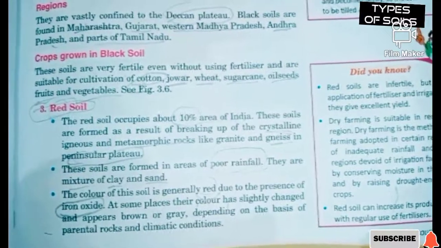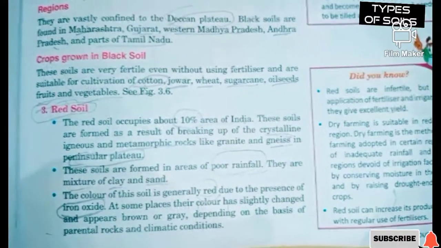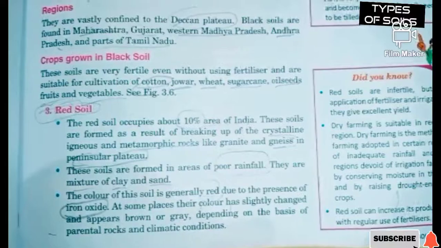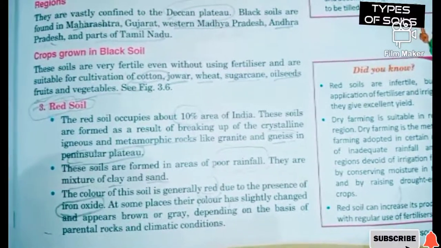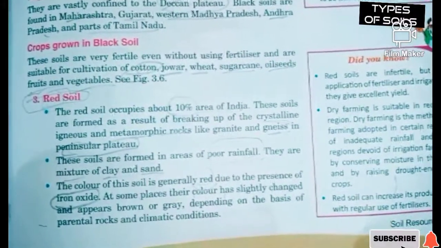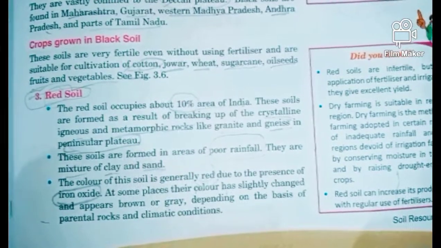So we can get this common question also, how does red soil get its red color? So the answer is what? It's because of iron oxide present in it. Black soil gets its black color because of the presence of iron.